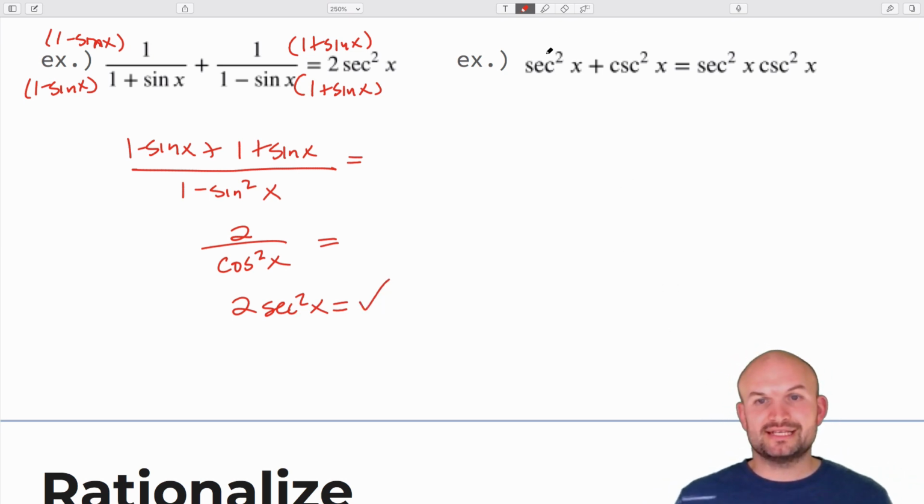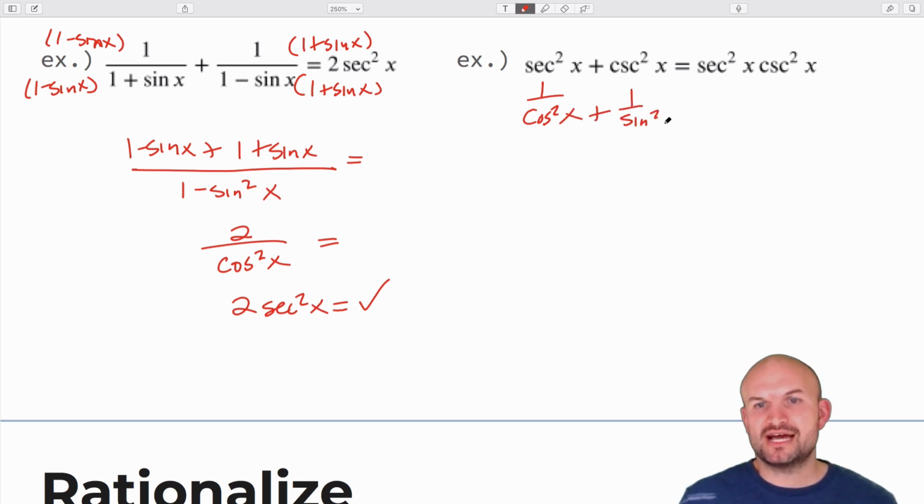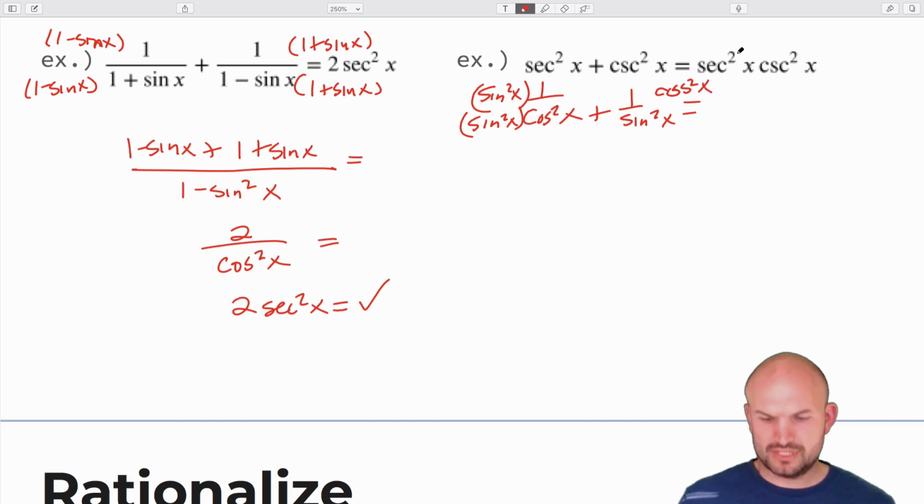The next one is, again, kind of the same thing. This is my point that I was talking about. Here's an addition symbol, here's not, right? So how do I add these, though? We kind of go back to converting everything to sines and cosines. So here is going to be 1 over cosine of x, plus here is going to be 1 over sine squared of x. All right, so we don't have common denominators. To get common denominators, I'm going to multiply by sine squared of x over sine squared of x. Over here, I'm going to multiply by a cosine of x over a cosine of x.